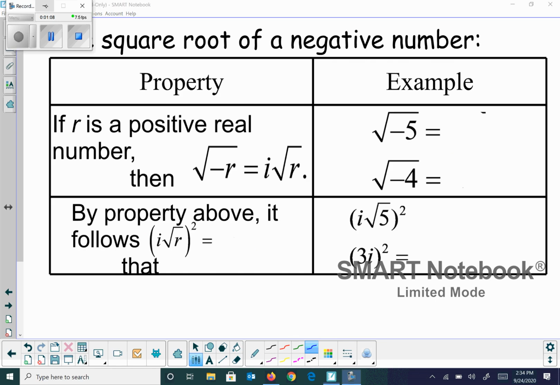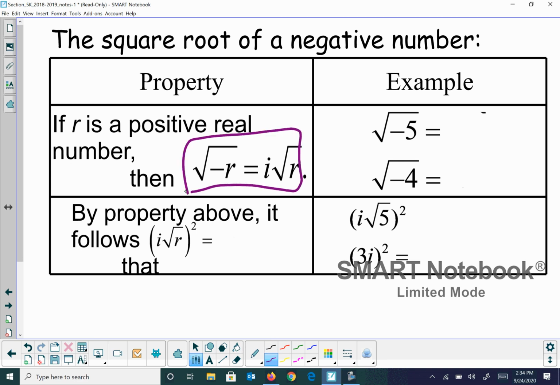All right, so the first thing we have here, it says we have a property. If r is a real positive integer, then the square root of negative r is i root r. Okay, so this is where we start dealing with the imaginary number. So for example, this would be an answer of i root 5. This one would be the answer of 2i, because I know the square root of 4 is 2. The i takes place because we had the negative under the radical sign.